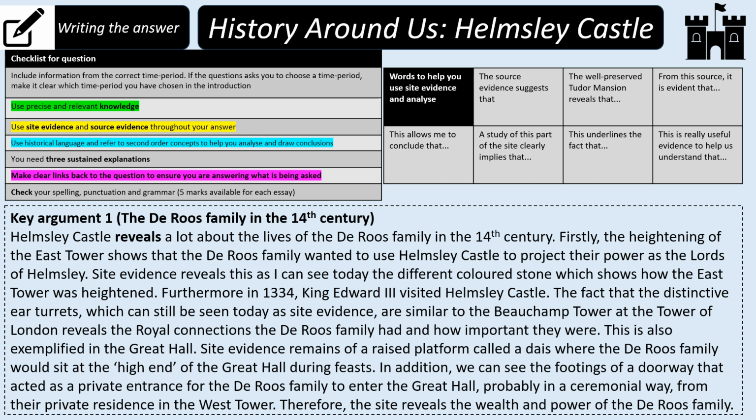You're making some conclusions about what the site shows about the power of the De Roos family. Lots and lots of evidence there, lots of great knowledge, and using things like the Great Hall, for example, the footings of the doorway, the East Tower being heightened, the different coloured stone. It's all great use of site evidence. So this answer would now be up to level 3, probably about 11 or 12 out of 20. So let's have a look at key argument 2.